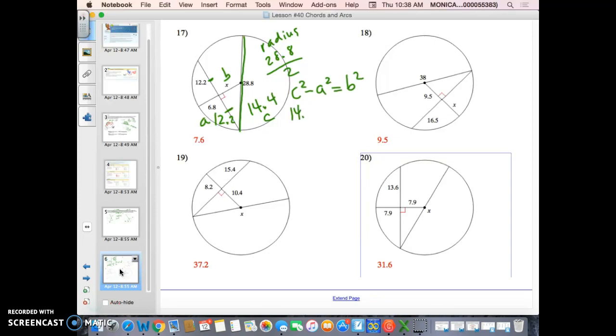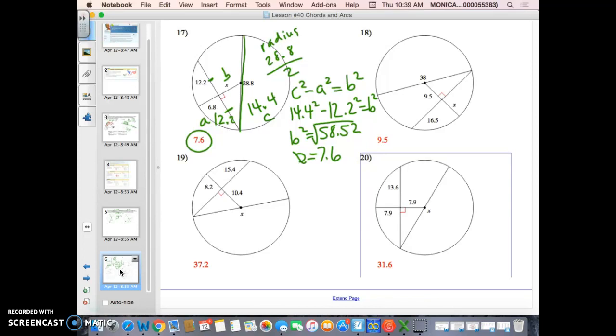So 14.4 squared minus 12.2 squared equals B squared. Type that into your calculator and you get B squared is equal to 58.52. Now I take the square root, and that's how I get B equals 7.6, which is correct. That's the answer that I got. So there's a lot of information that I had to know to figure out the missing information.